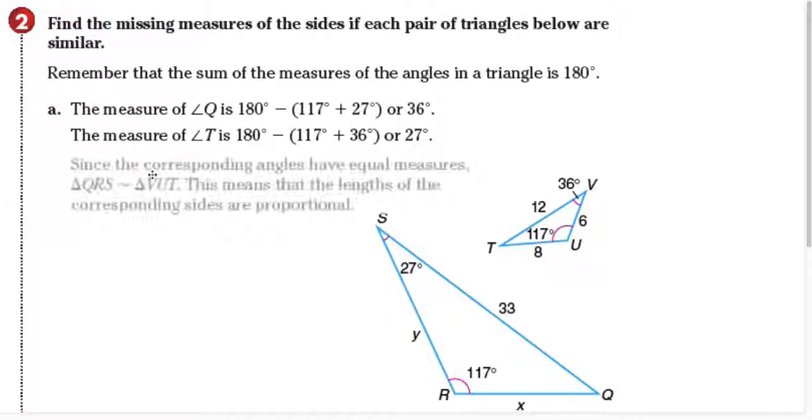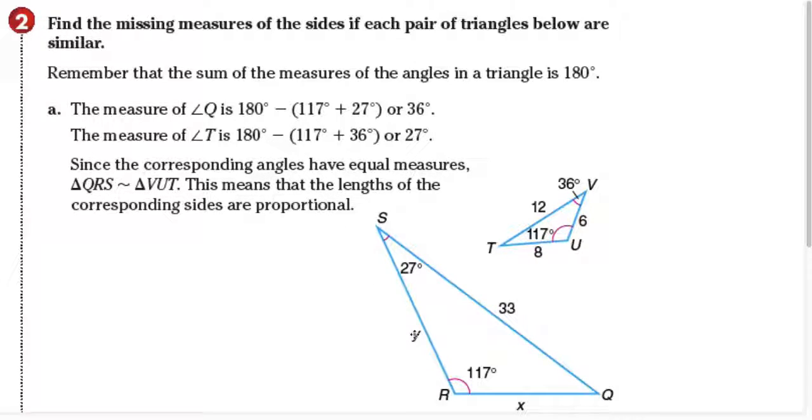So since the corresponding angles have equal measures, angle QRS corresponds to angle VUT. It is important to write this because every letter indicates angles that correspond. Angle Q corresponds to angle V, angle R corresponds to angle U, and angle S corresponds to angle T. This means that the lengths of the corresponding sides are proportional as well.